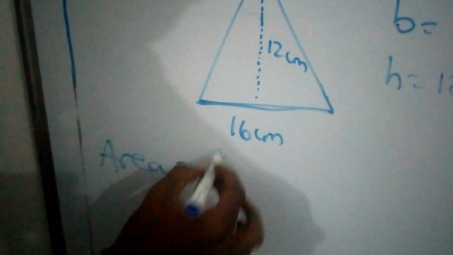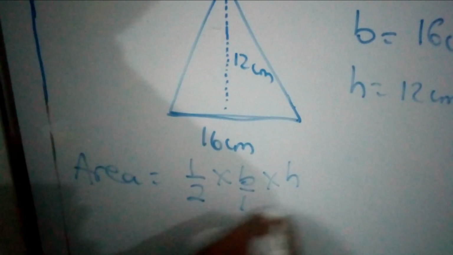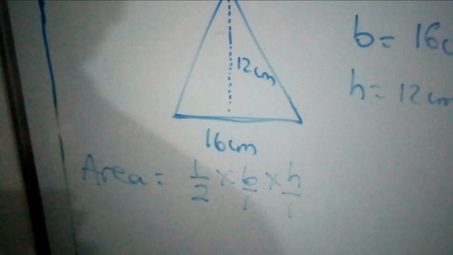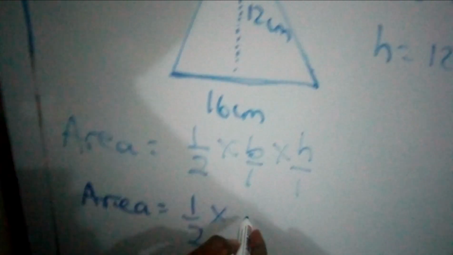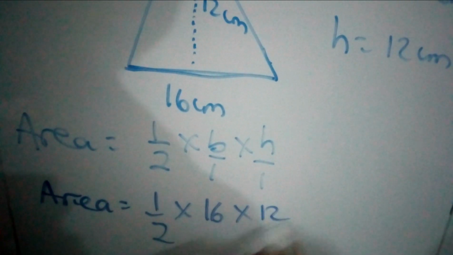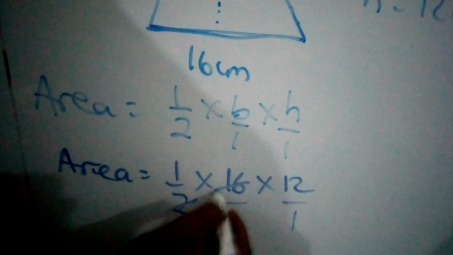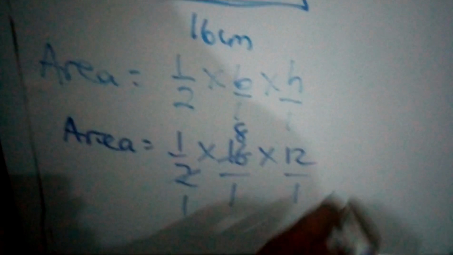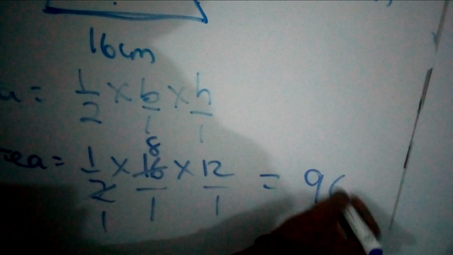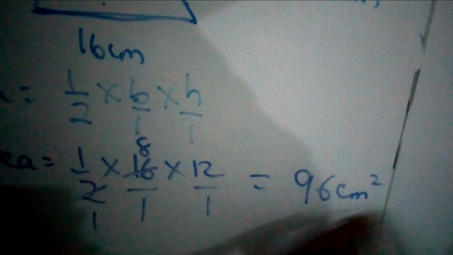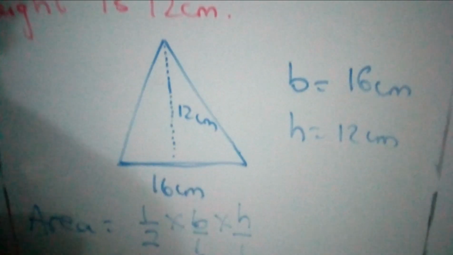So what do you say? Area, according to our table, is half, that's 1 over 2 times base times height. Of course, the base will be over 1 and over 1. So let's substitute now. Area becomes 1 over 2 times base, which is 16, times height, which is 12, over 1 over 1. This is a fraction, so let's look for a way to cancel out. 2 here, 1, and 2 here is 8. So what is 8 times 12? 8 times 12 should give you 96 centimeters squared. So this gives you the area of this particular triangle.